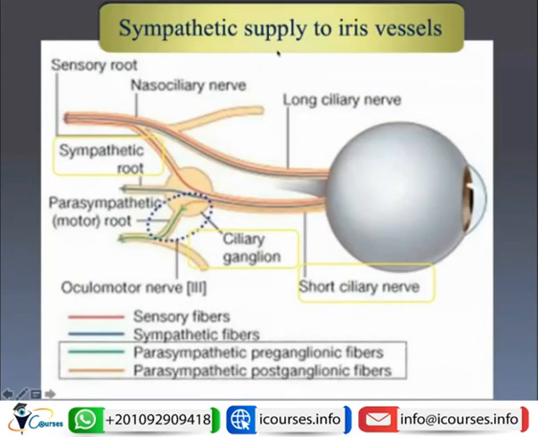We have another sympathetic supply to the iris vessels, which is to the wall of the blood vessels, again coming from the sympathetic root to the short ciliary nerves. So the sympathetic nerve supply to the iris is either through the short ciliary nerves to the wall of the blood vessels, or through the long ciliary nerve to the dilator pupillae muscle.